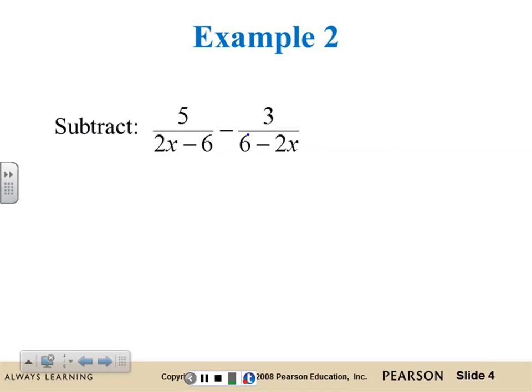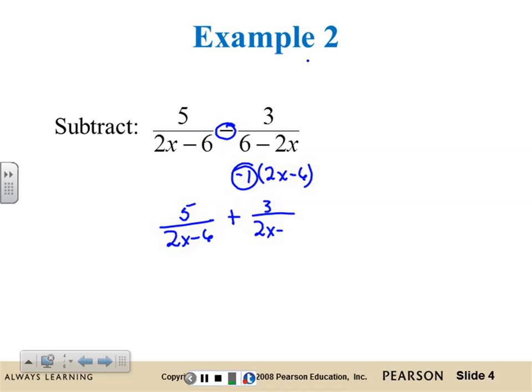So let's look at this one. Look at your denominators. They're not the same. In fact, this one's backwards. They look the same, but this one is going to be backwards. So remember how to fix this. You can factor out a -1 and turn it around and get 2x minus 6. Now, this is what I'm going to do. I'm going to take this negative here, which is understood to be a -1, and multiply it times this negative and change this problem completely. So what I'm going to have is 5 over 2x minus 6 plus, because a negative times a negative is a positive, 3 over 2x minus 6.